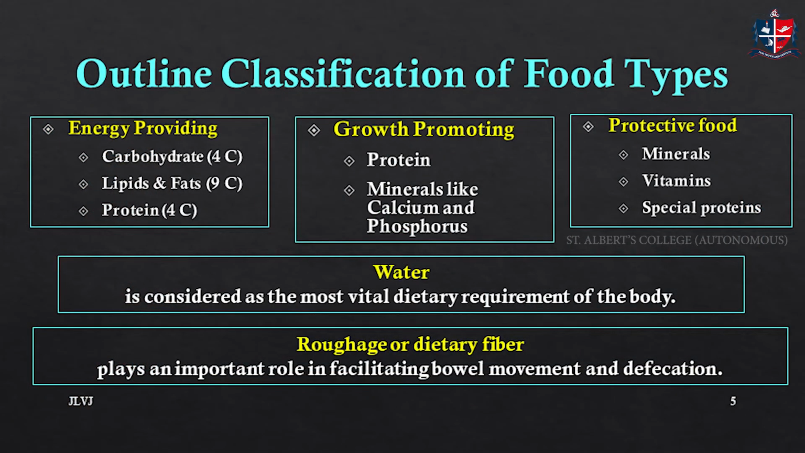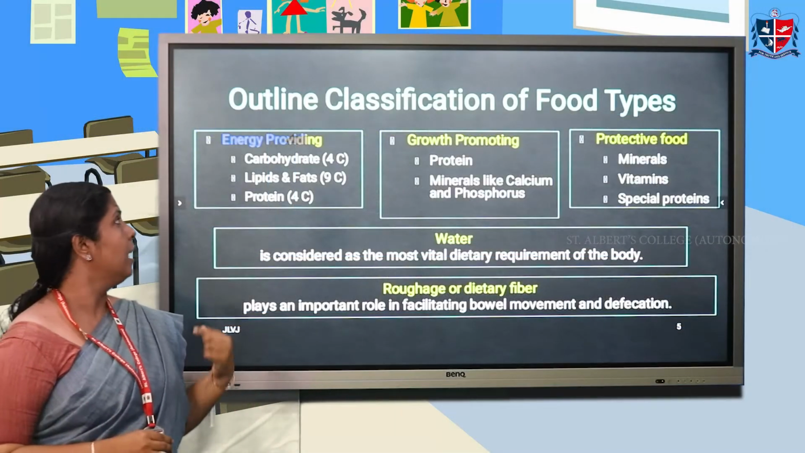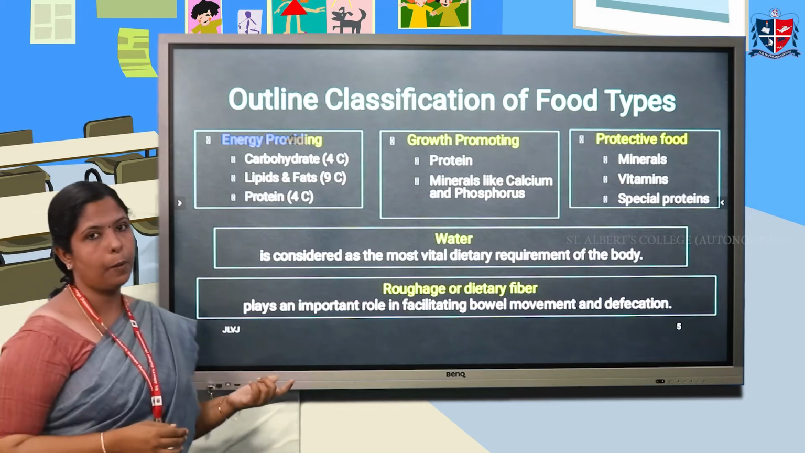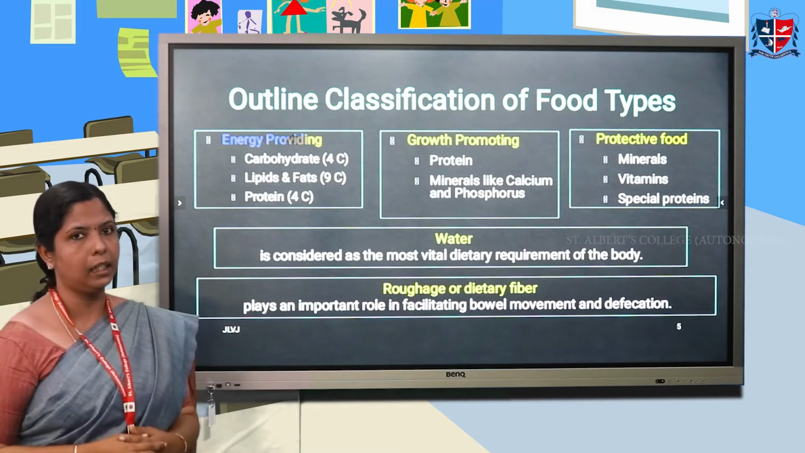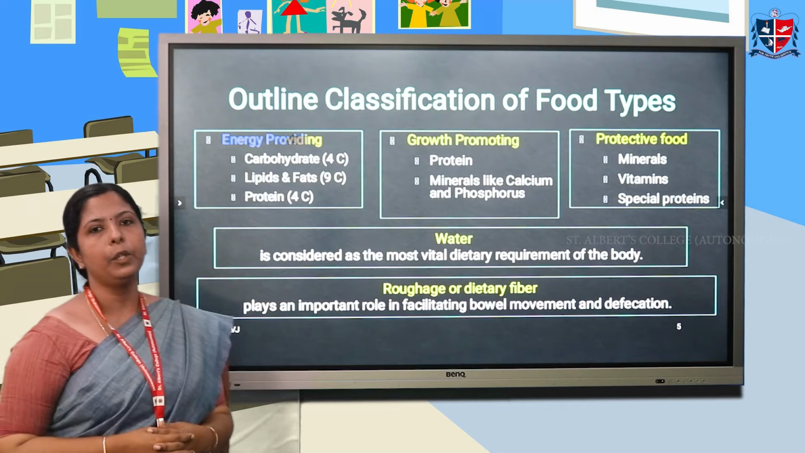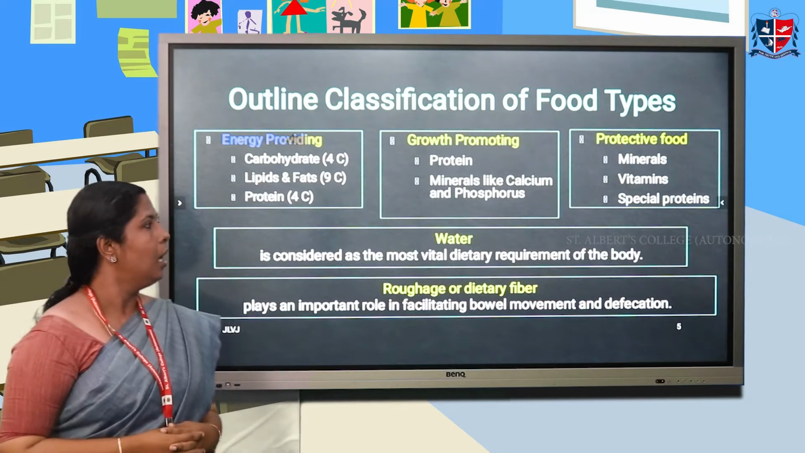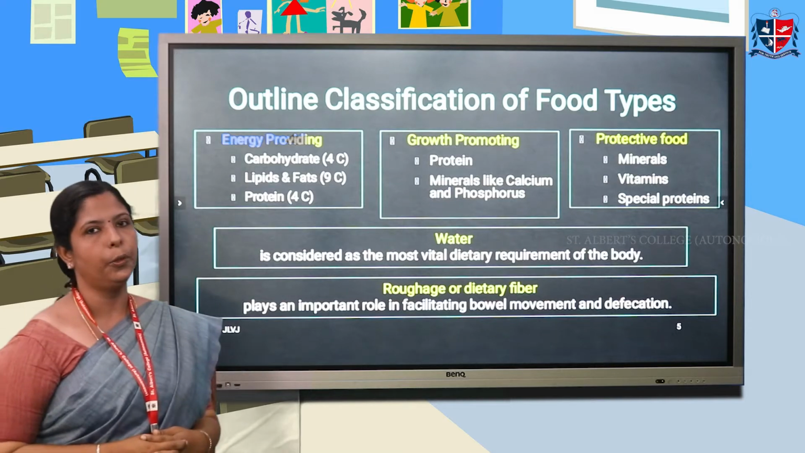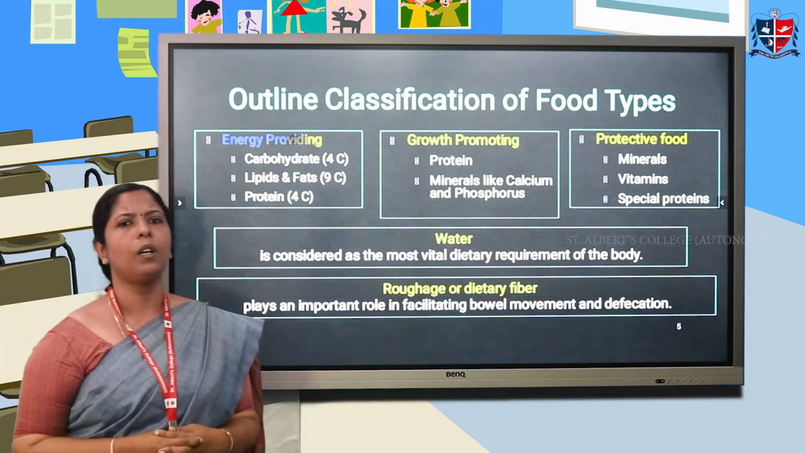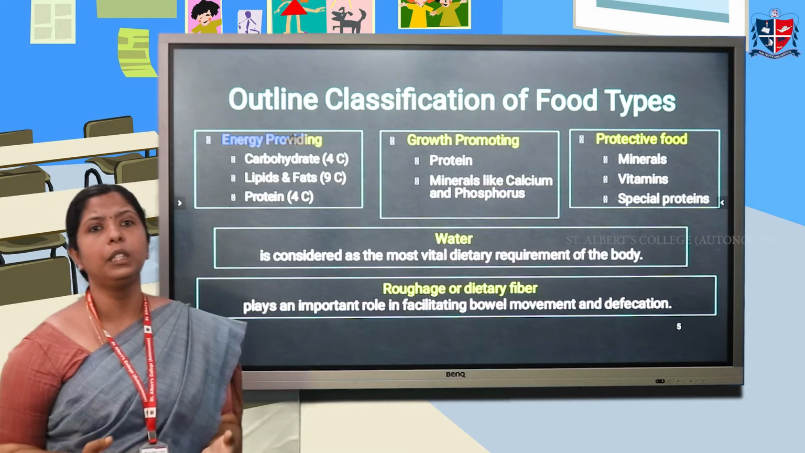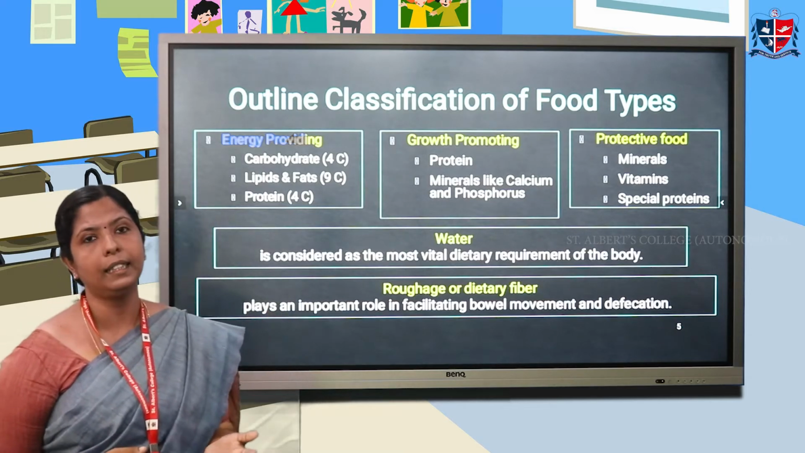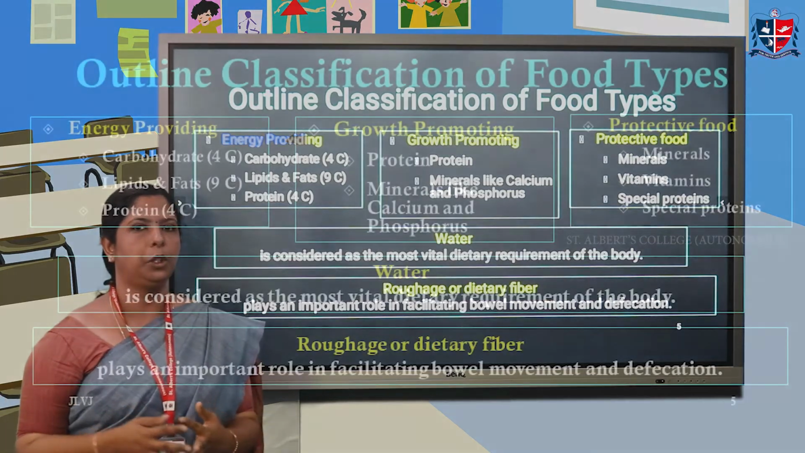Next is the outline classification. As I said, nutrients can be categorized into different categories, like energy providing, that is the macronutrients. Then growth promoting, in which protein is the major part, along with minerals like calcium and phosphorus, which are also very much required. And then the protective foods, which have multiple roles in our body, including immunity and maintaining cell health: minerals, vitamins, and special proteins, including the antibodies.